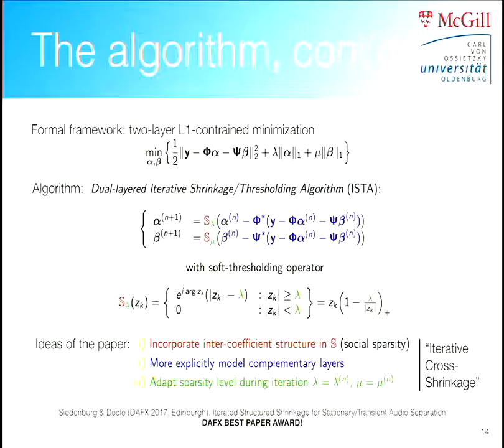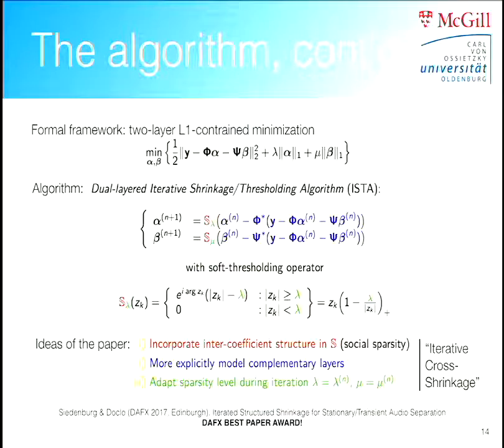And it uses the soft thresholding operator, which leaves the phase as it is and changes the magnitude of the coefficients. The ideas of the algorithm are, firstly, to incorporate the inter-coefficient structure in the thresholding operation, which is called social sparsity. It's kind of smoothing along frequency for the transient component in this shrinkage mask, and it's smoothing along time for the stationary component.